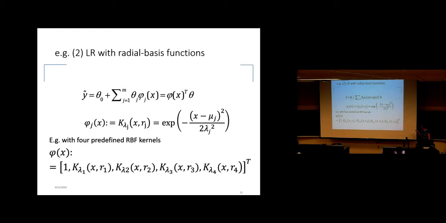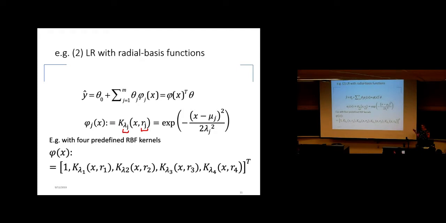Each phi j, when we see this as an RBF kernel, we write it as a k with parameter lambda j and parameter r j. And the concrete equation is exponential of minus x minus mu j over 2 lambda j, quadratic. So it looks so complicated, right? But actually it's very, very simple if you say it verbally.